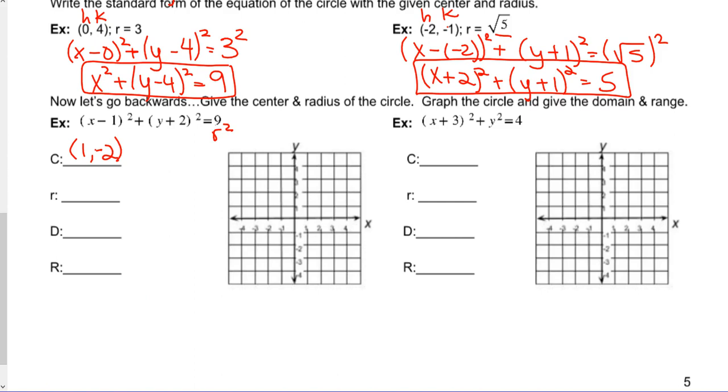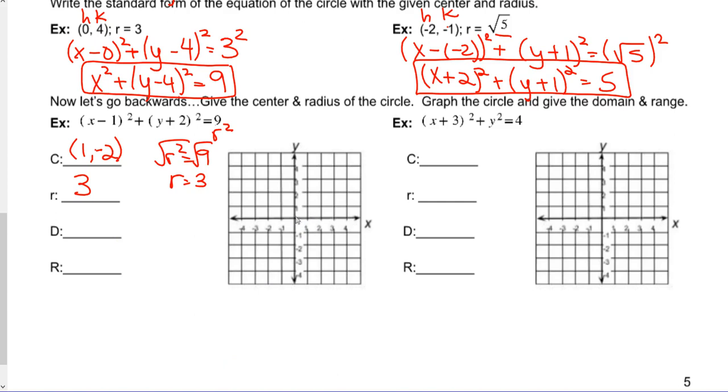So what we have to do is actually square root that right side to figure out what our radius is. Is r squared equals 9. If I square root both sides, my radius equals 3. Now, technically, there's a plus or minus there, but remember that distance is never negative. All right, so let's do that point, and then we will figure out our domain and range after we graph it.